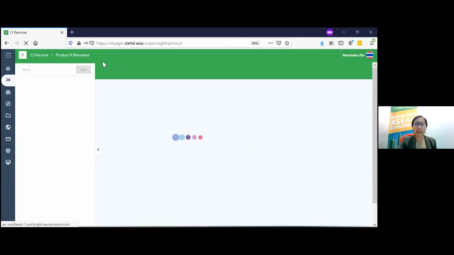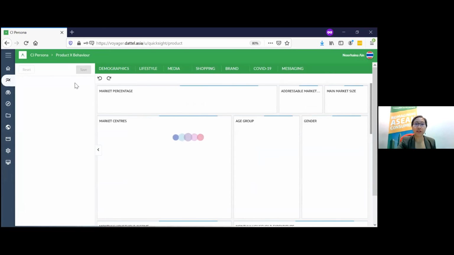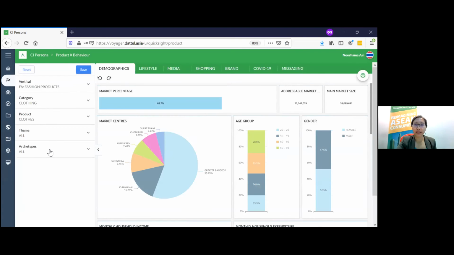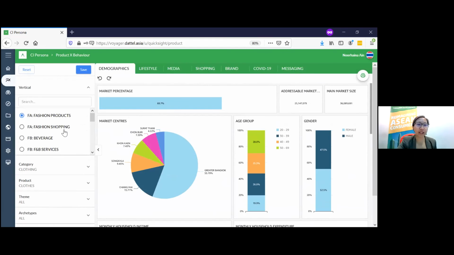So what I see here is a dashboard that allows me to select certain criteria. Let's wait for it to load for a bit. It allows me to select certain criteria and then see what the percentage and distribution is like. As you can see, we have several tabs here: demographics, lifestyle, media consumption, shopping behavior, brand affiliation, some COVID-19 trends, and also messaging. I'm going to go through demographics and messaging for this purpose. We're not going to be able to cover everything. Obviously, we're down to the last 10 minutes of the session, so we're going to have to zoom in really quickly.